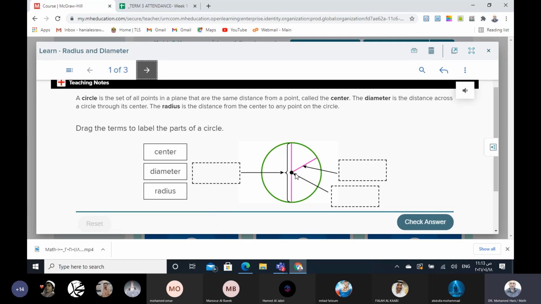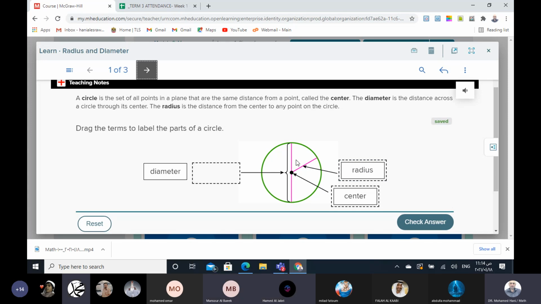What is the name of this point? The center. What is the name of this line here? The diameter. The distance from the center to a point on the circle is the radius.